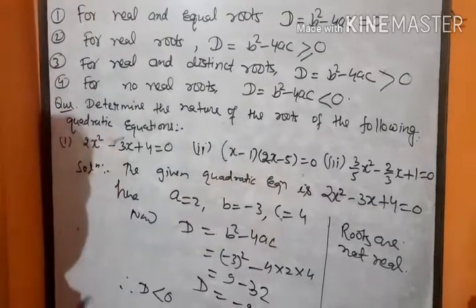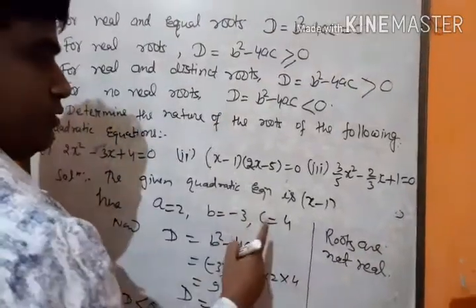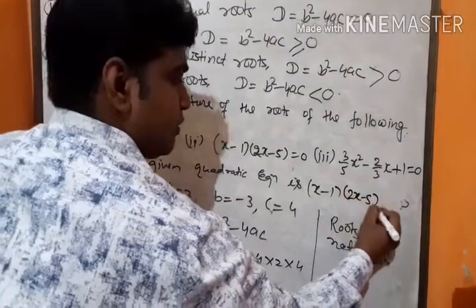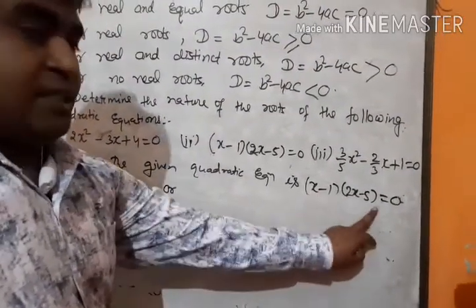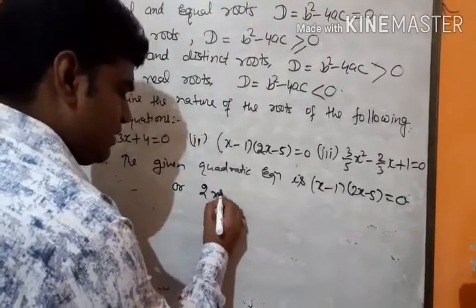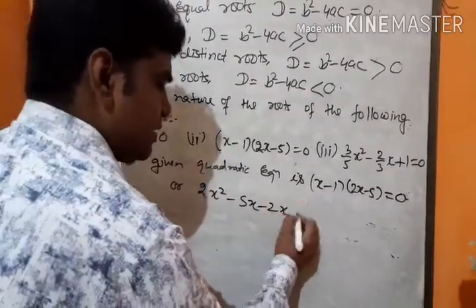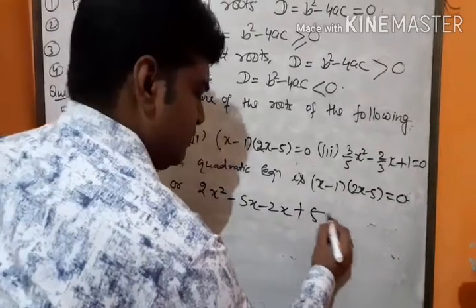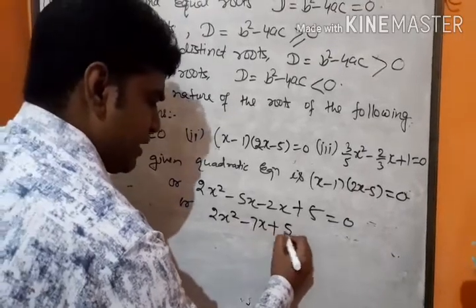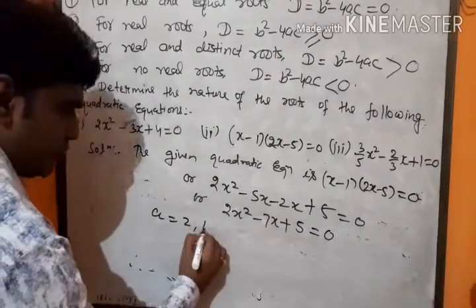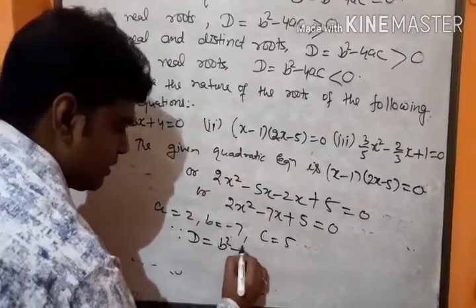Question number two. The given equation is (x − 1)(2x − 5) = 0. Open this bracket: x into 2x gives 2x², x into −5 gives −5x, −1 into 2x gives −2x, and −1 into −5 gives +5, equal to 0. So 2x² − 7x + 5 = 0. Here a = 2, b = −7, and c = 5. Now D = b² − 4ac.